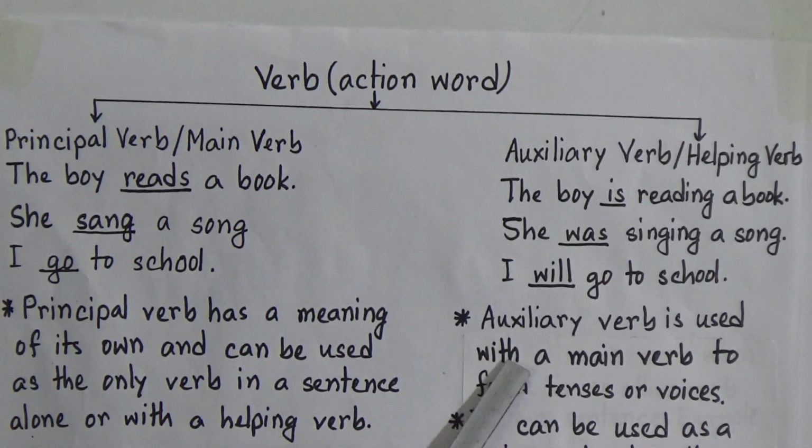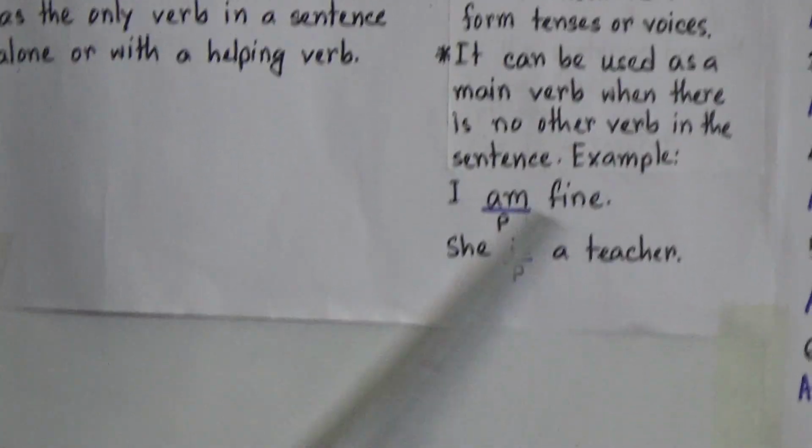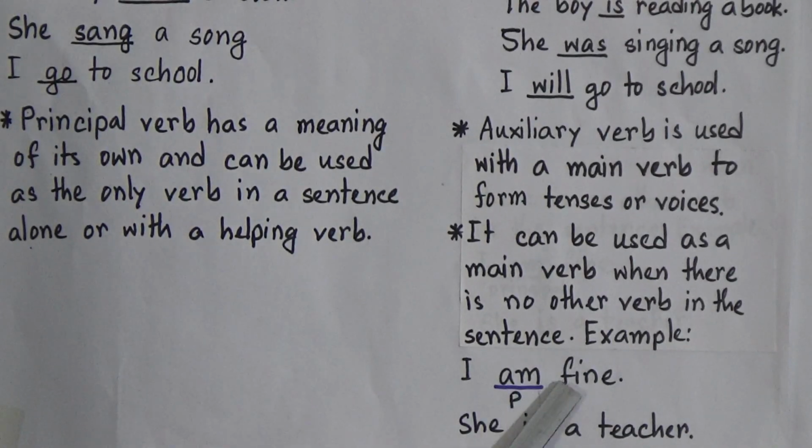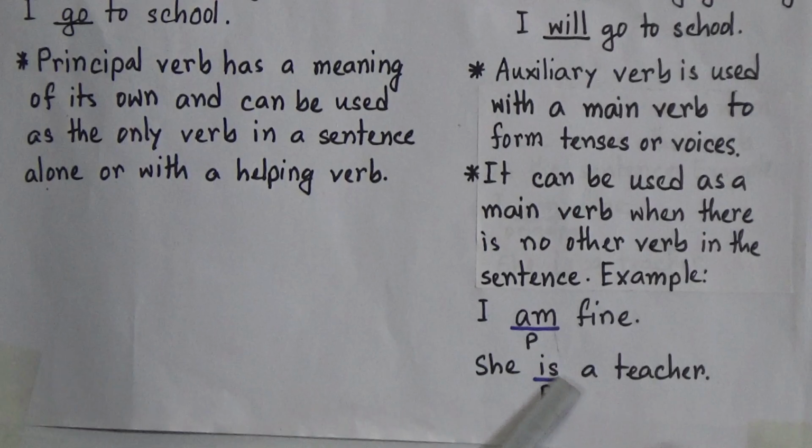Okay, now so what can we say? Auxiliary verb is used with a main verb to form tenses or voices, and it can be used as a main verb when there is no other verb in the sentence. So we can use auxiliary or helping verb as a main verb when there is no other verb in a sentence. Now look, I'm fine. She is a teacher. Now look at the first sentence, I'm fine. There's no other verb in this sentence. That's why here am is the principal or main verb. She is a teacher. Except is, there is no other verb. That's why is is the principal or main verb.